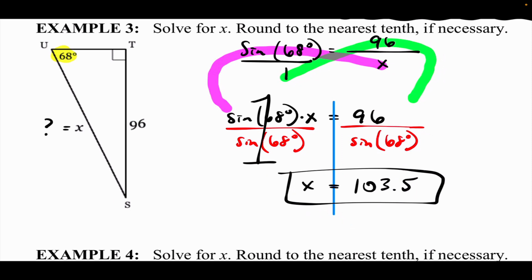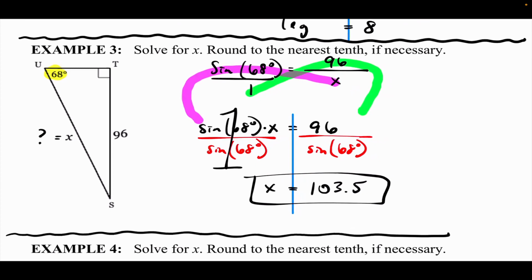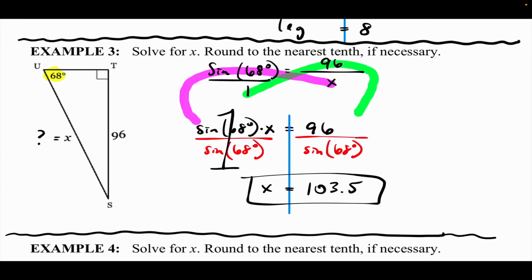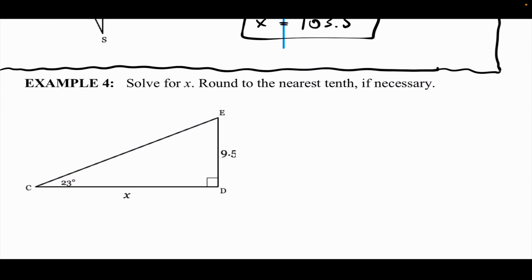And it makes sense because the hypotenuse should be bigger than the leg. Okay. All right, so let's do the next one. Okay. We got to find the missing side.